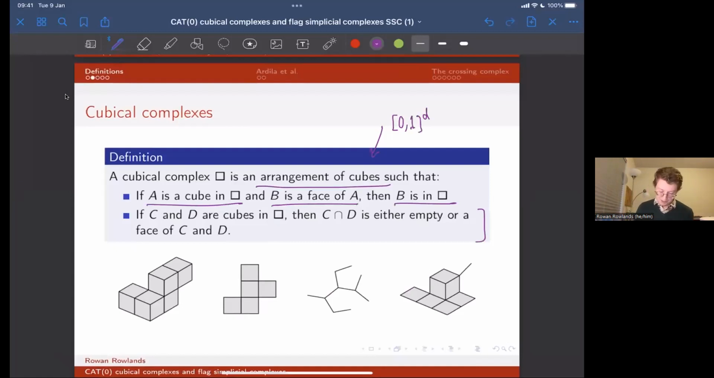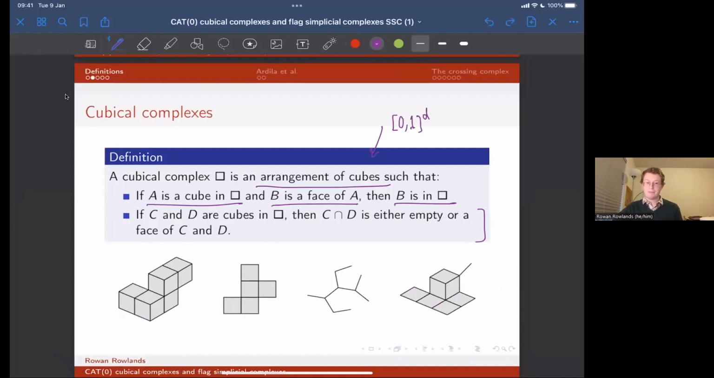All right, and here are some examples of cubical complexes. There's a three-dimensional one here, a two-dimensional one here. One-dimensional cubical complexes are also called graphs. And here's a cubical complex with some components of different dimensions. We call this a three-dimensional complex because there is a three-dimensional bit, but the cubes don't all have to be the same dimension.